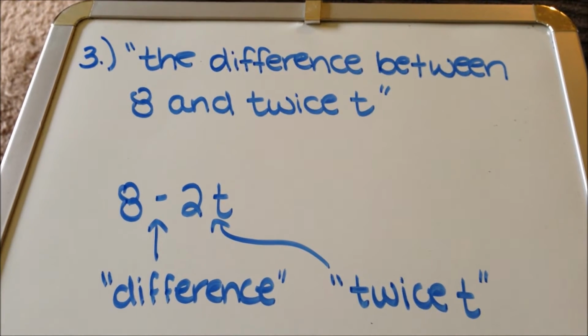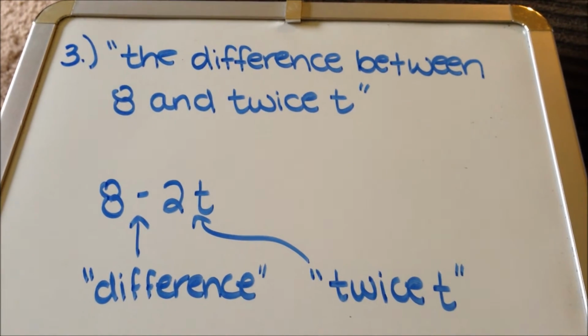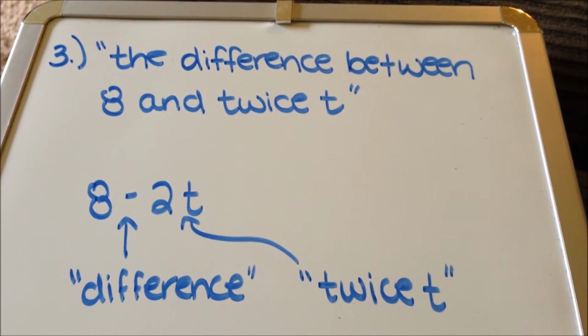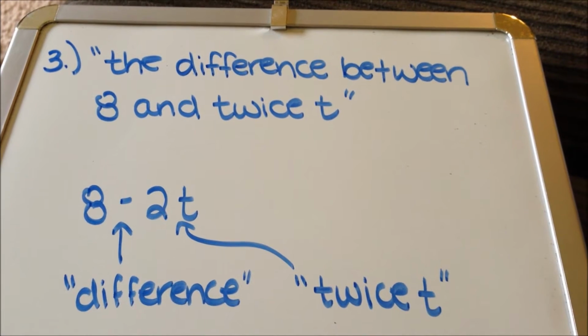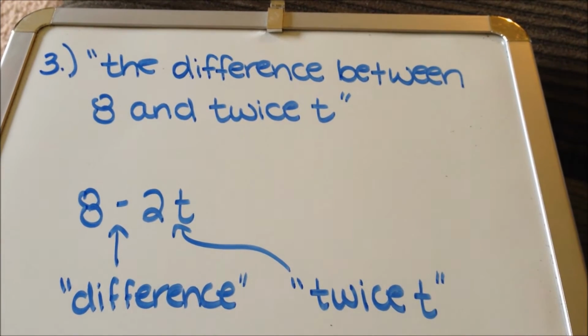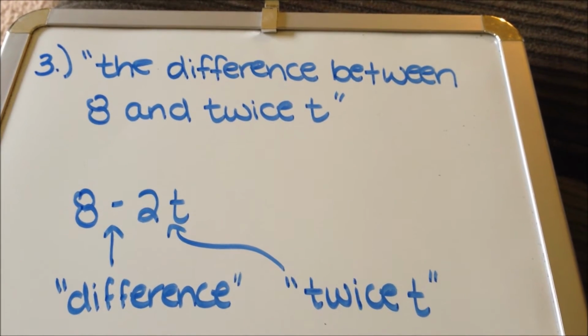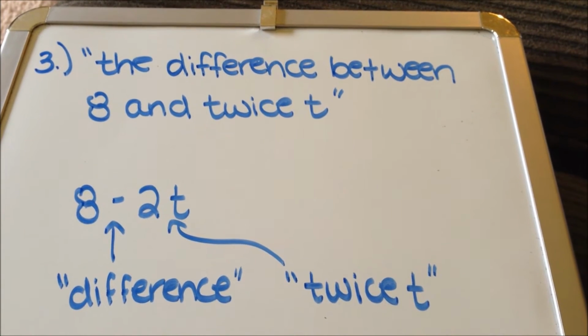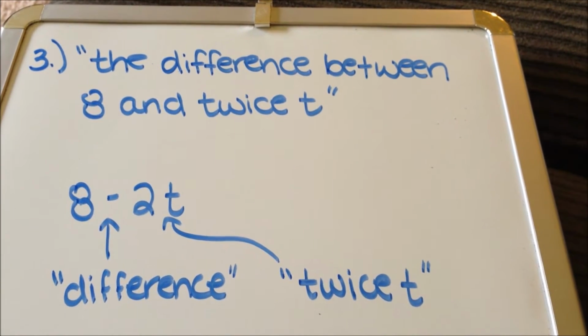Number 3, the difference between 8 and twice t. This problem is essentially a subtraction problem. We're subtracting 8 minus 2t. The phrase twice t means 2 times whatever it's being multiplied by.